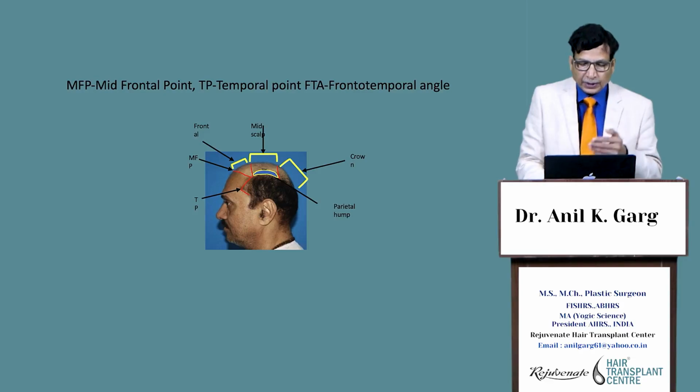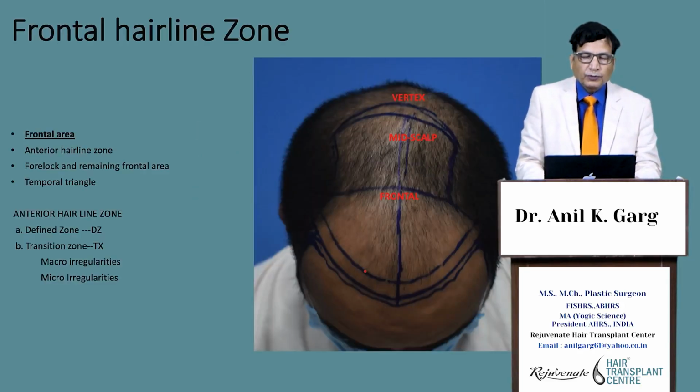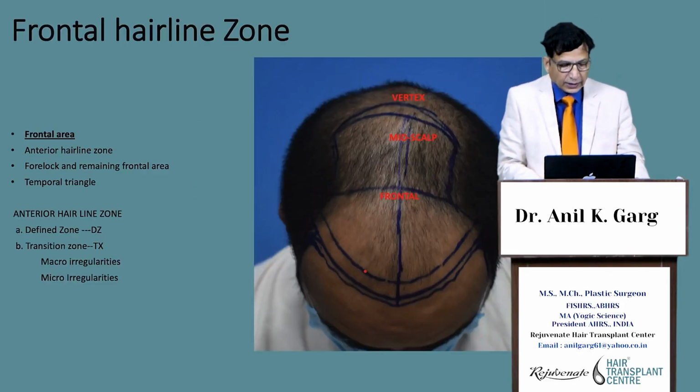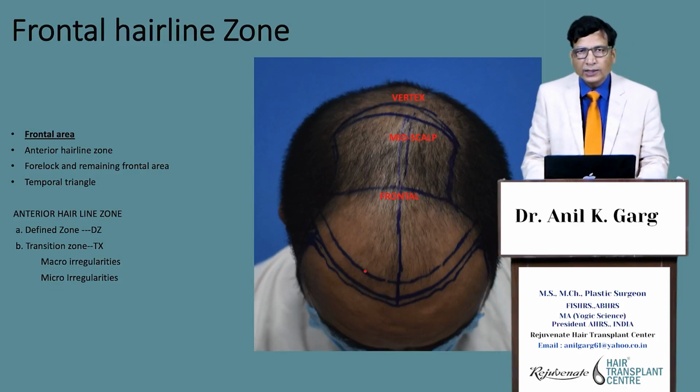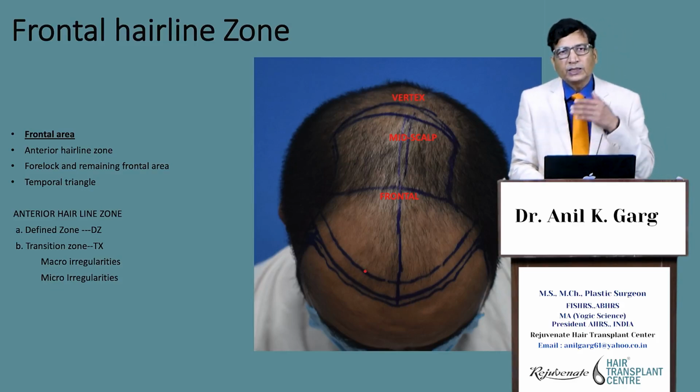This is the temporal peak point. This is the frontotemporal triangle or angle, we can say this. Now we come to the frontal hairline zone. The frontal hairline zone, basically there is no anterior hairline, it's basically a zone.